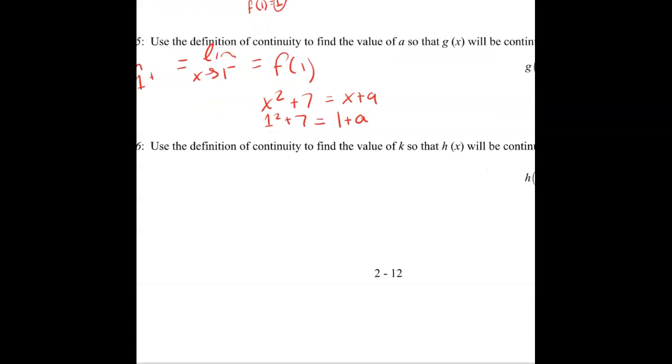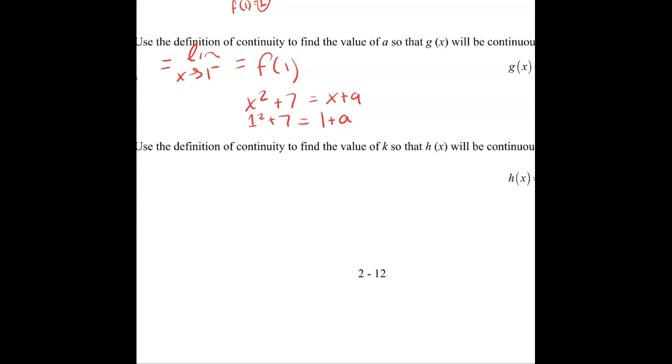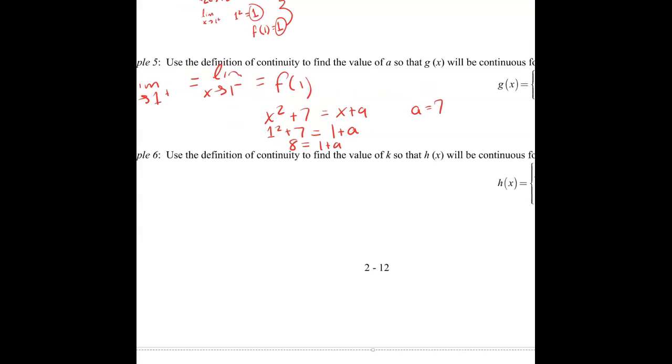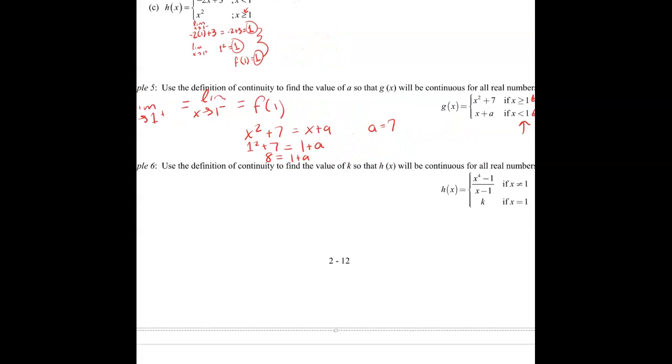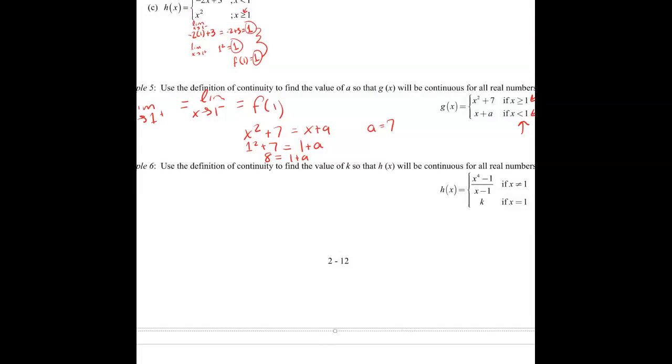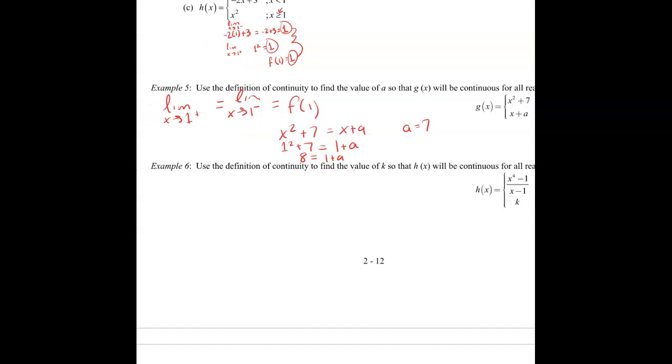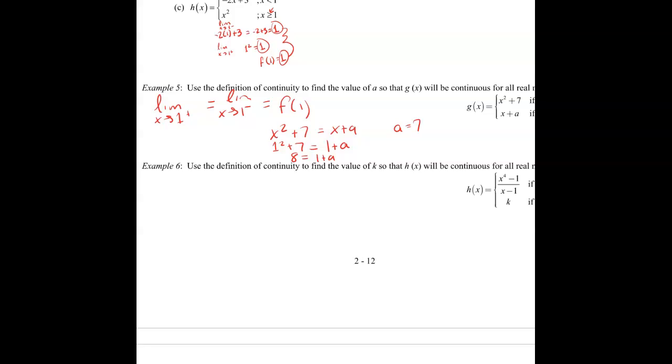And then all we have to do is simplify this. So 1 squared should be 1, plus 7 should be 8, should be equal to 1 plus a. So solving for a, just like in Algebra 1, a should be equal to 7. Alright, and then what we want is the limit as x approaches 1 from the right to equal the limit as x approaches 1 from the left, which is equal to f of 1. We want all of that to equal 7.